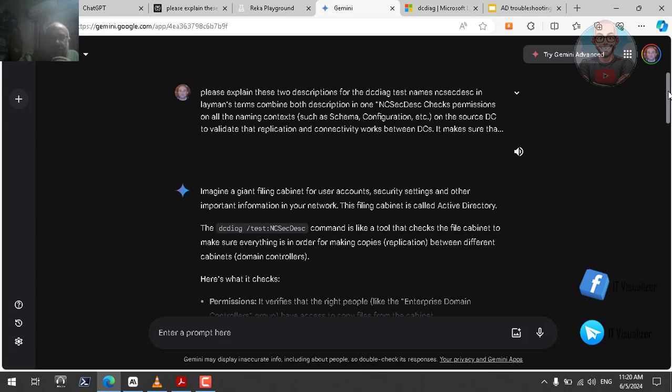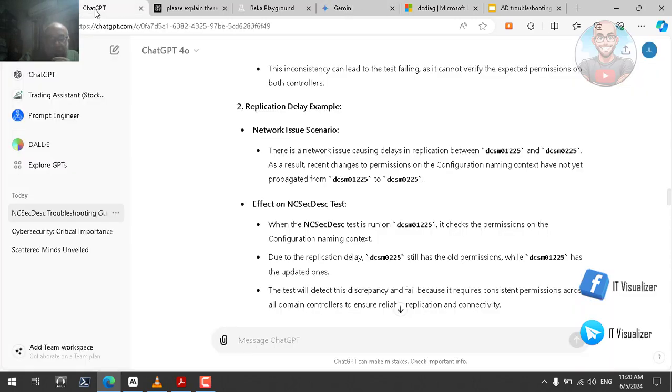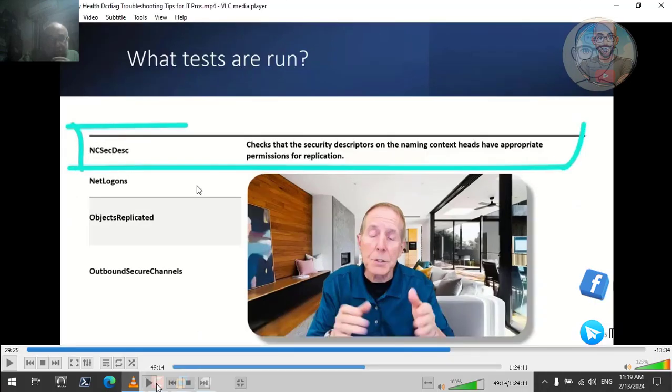So now we have the answer, a real world example of it. I think now we have clarified this test and what it does. Let's continue and see the other tests.